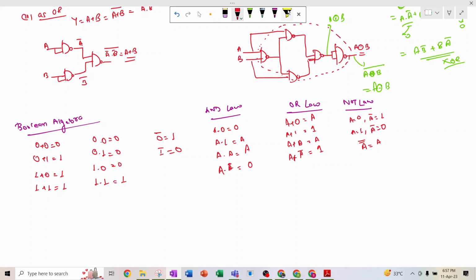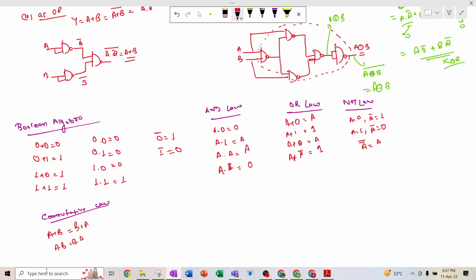So similarly, there are some other laws also. One is known as the commutative law. So Boolean algebra follows the commutative law. That means if we do A plus B, that is equal to B plus A. Similarly, if we do A multiplied with B, that means B multiplied with A.